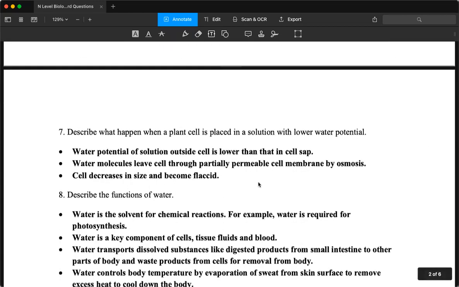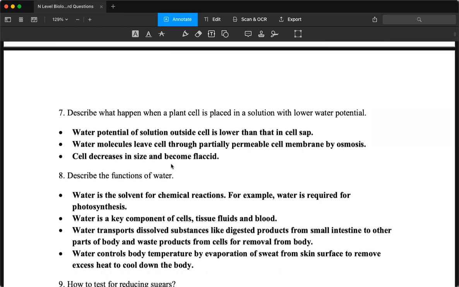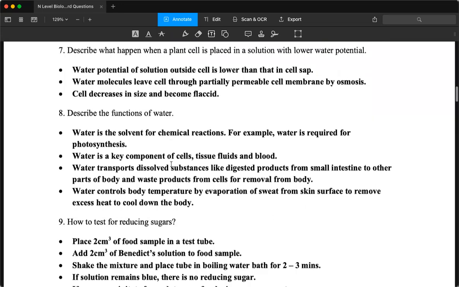Number 7, describe what happens when a plant cell is placed in a solution with lower water potential. The water potential of solution outside the cell will be lower than the cell sap. Water molecules will leave the cell through the partially permeable cell membrane through osmosis. The cell decreases in size and becomes flaccid.